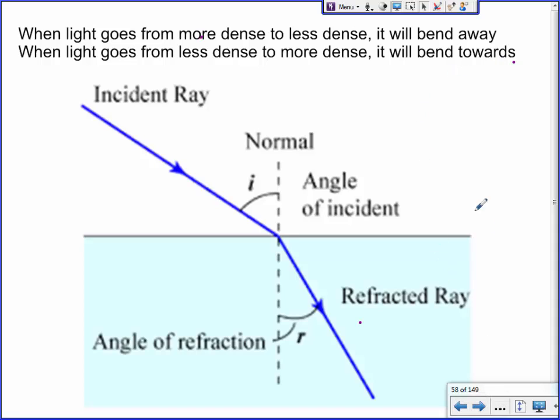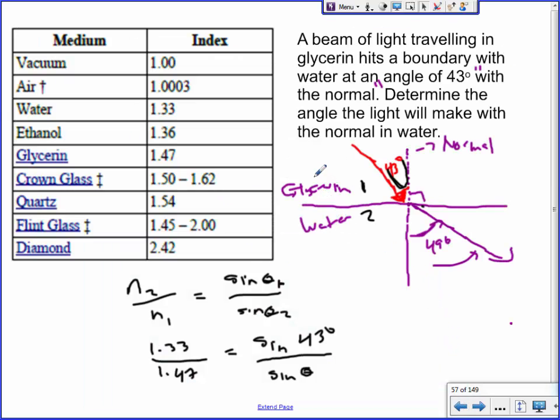Let me go back to this. I know you guys are on this slide right here. Stay there, I'm going to flip back, okay? We were going from glycerin to water. Glycerin was 1.36, and water was 1.33. We were going from something more dense to less dense. You guys in agreement on this?